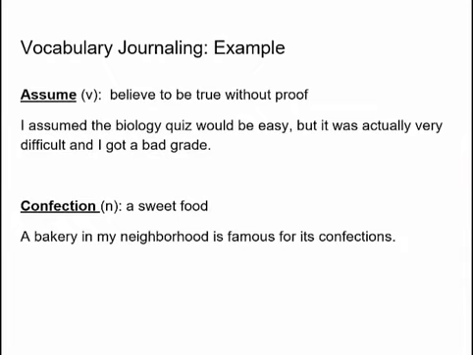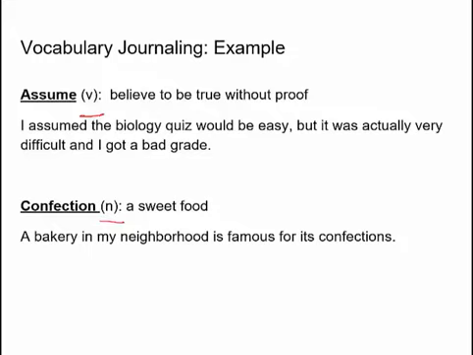Let's take a look at a sample entry, actually 2 entries here, into the kind of vocabulary journal I'm describing, looking at how I recommend that you organize the information there. So we've got 2 words here, assume and confection. I like to add, as an addition, the part of speech. It's a verb here. Confection is a noun. That helps to think about the grammar a little bit of these words and just to keep that straight.